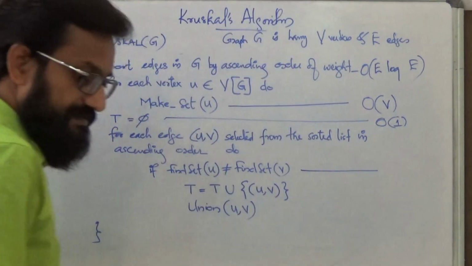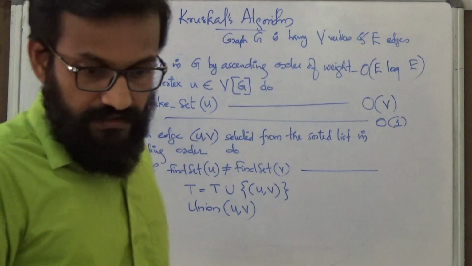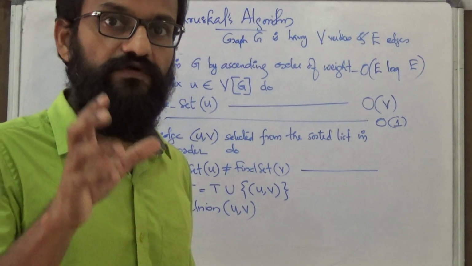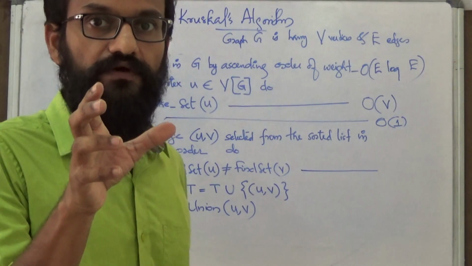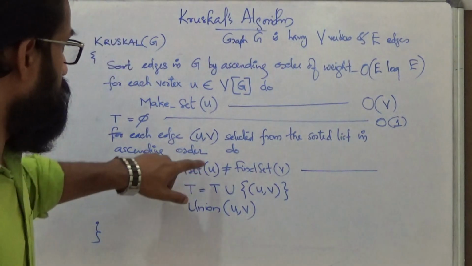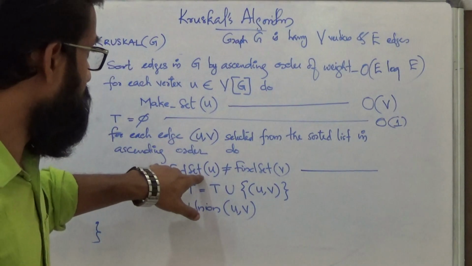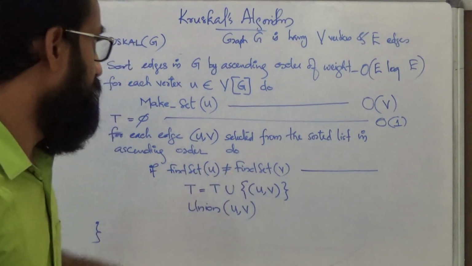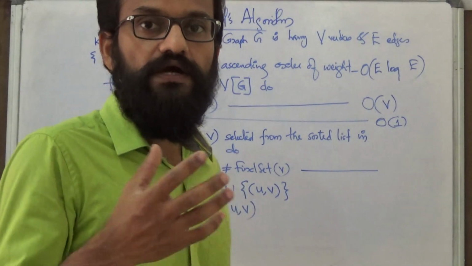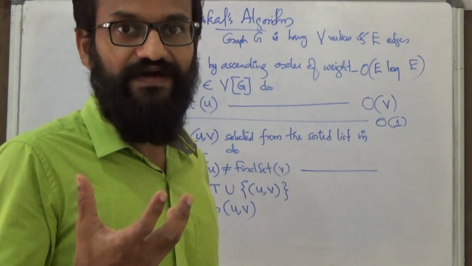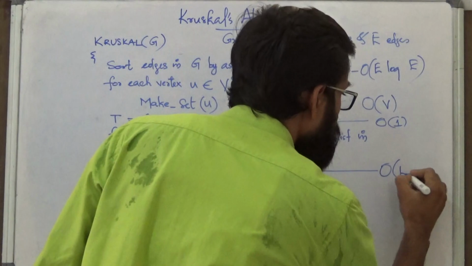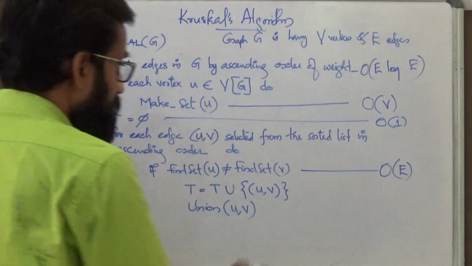What about total cost of find set operation? See, you know that you are having E edges in the graph, and for each edge UV you have to call 2 find set operations. So for each edge UV you have to call find set U and find set V. So what about total number of find set operations? You have to execute 2E find set operations. So total cost for find set will be bounded by order of E.